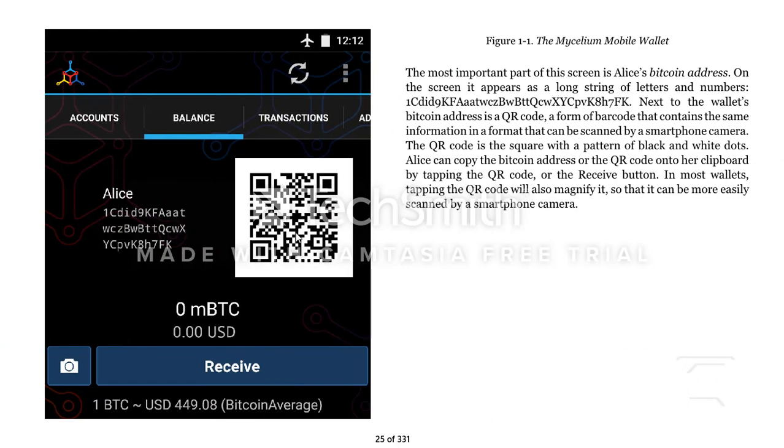The most important part of this screen is Alice's Bitcoin address. On the screen it appears as a long string of letters and numbers, 1kd9kfotwxbogtkuksikk8h7fk. Next to the wallet's Bitcoin address is a QR code, a form of barcode that contains the same information in a format that can be scanned by a smartphone camera. The QR code is the square with a pattern of black and white dots. Alice can copy the Bitcoin address or the QR code onto her clipboard by tapping the QR code, or the Receive button.